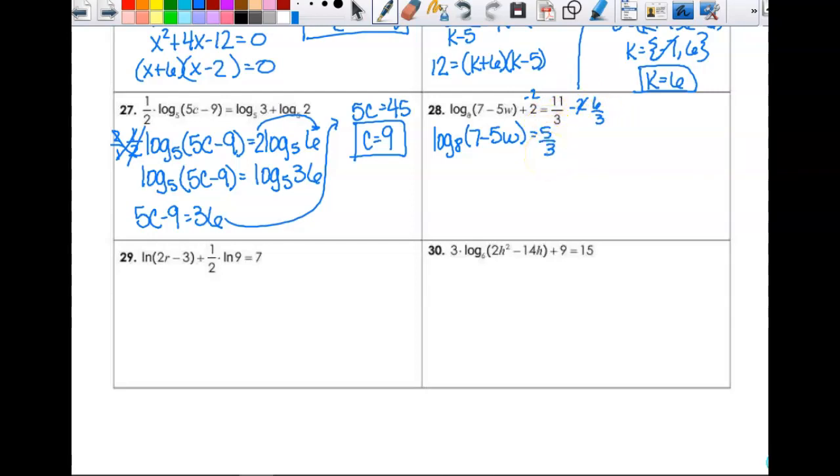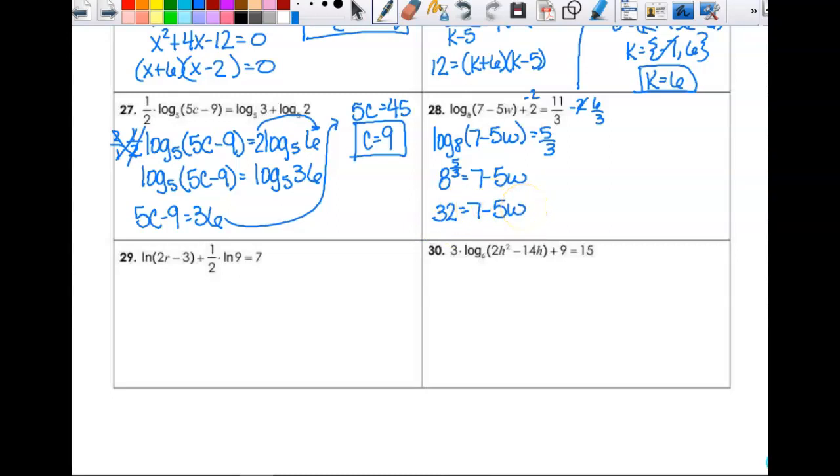So here you don't have the 1-to-1 property. Instead, I'm going to rewrite it as an exponential. So my base is 8. 8 to the 5/3 power equals 7 minus 5w. All right, so 8 to the 5/3 power is the same as taking the cube root and then taking it to the 5th power. The cube root of 8 is 2. 2 to the 5th, so it's 2, 4, 8, 16, 32. So that'll give me 32 equals 7 minus 5w.